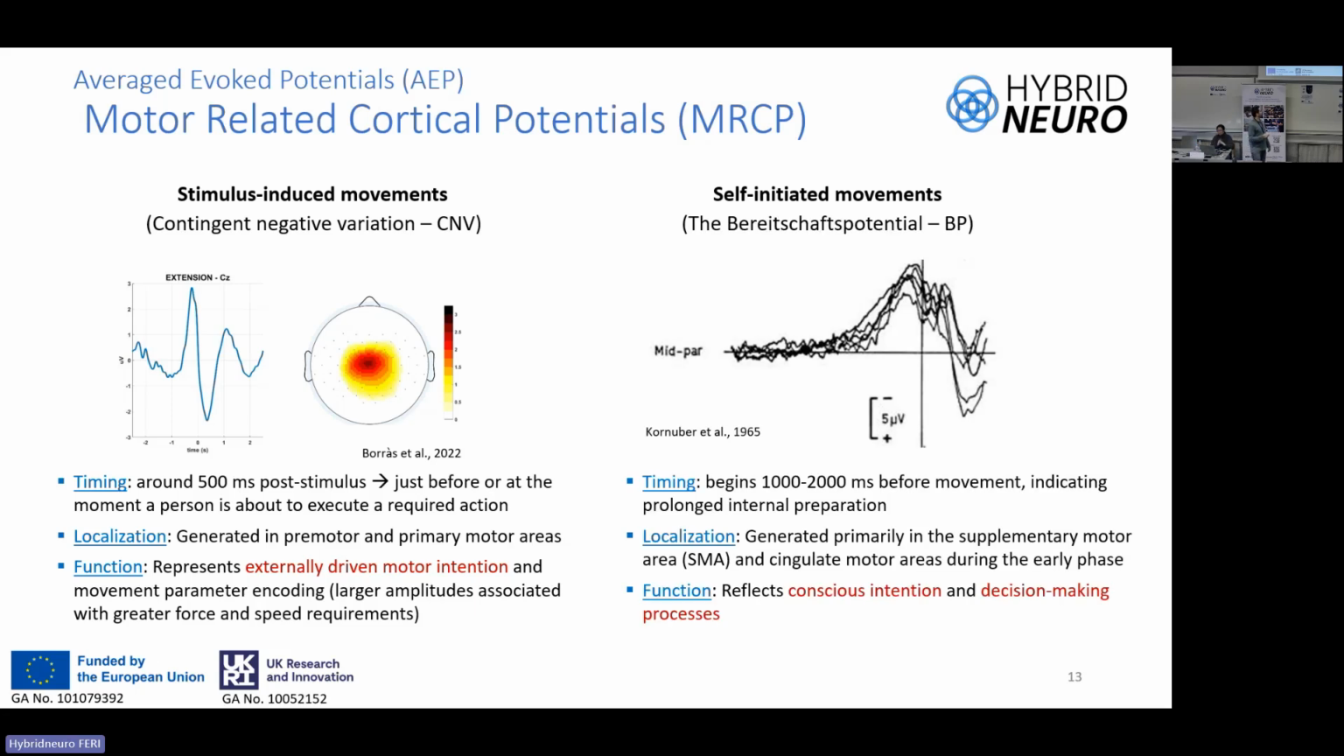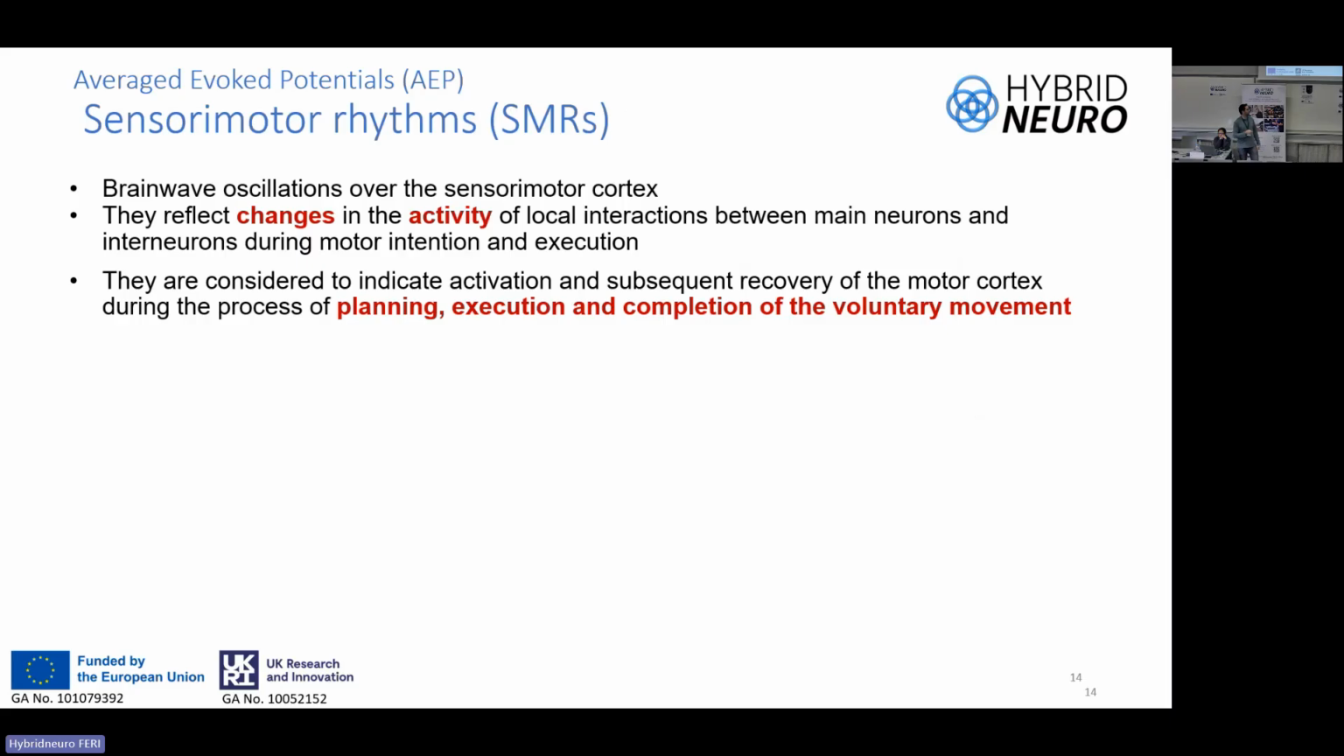And we can characterize as well the self-initiated movement. In this case, we don't have any stimulus that marks when the user must move or perform a movement. So this of course is aligned to the movement or the detection of the movement, and this is a potential related with the preparation, with the intention, with conscious intention and decision-making processes. So it's the intention of making some movement.